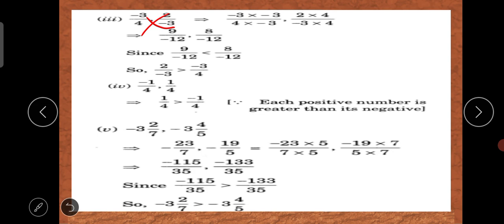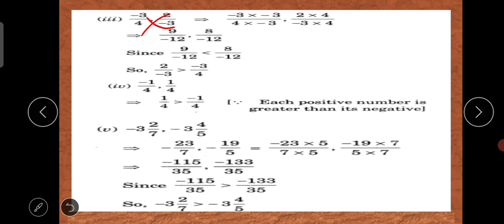Now the fourth question, minus 1 upon 4 and 1 upon 4. Here the denominators are already the same, so directly we compare 1 and minus 1. We know that a positive number is always greater when compared with a negative number.